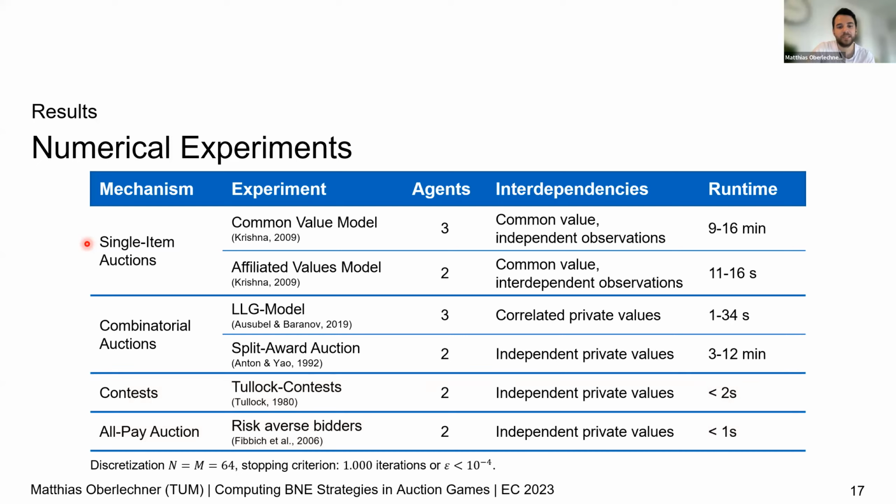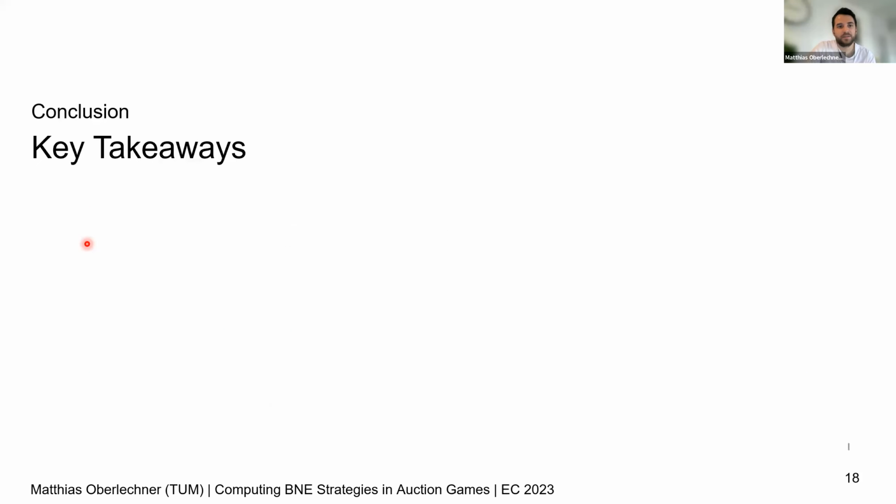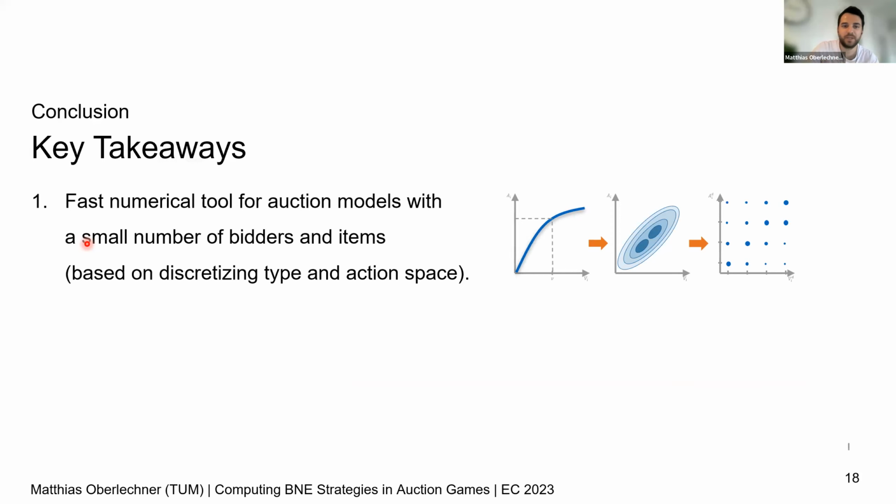Okay, so that's it from my side. I want to briefly mention the key takeaways from this talk. So first, we introduced a fast numerical tool for small auction models, basically, that is based on the use of distributional strategies and discretization of type and action spaces. We have an ex post certificate for some auctions, so we know if we converge in our approximation game, we have some approximate Bayes Nash equilibrium in the auction game.